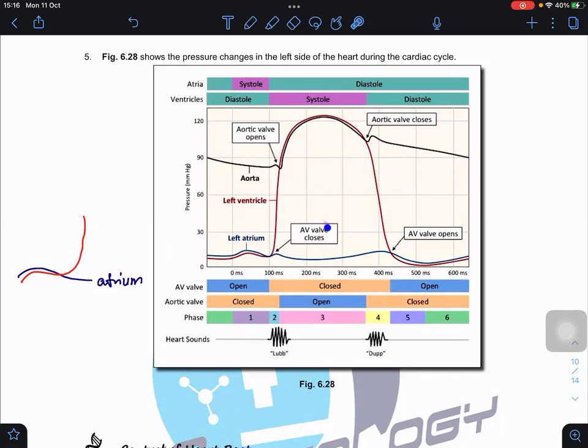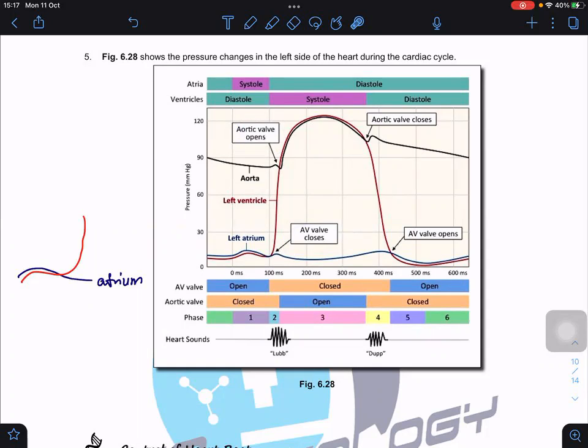Are you clear? Why close? Because the ventricle pressure is higher than the atrium. So immediately higher, we have to close already. If not, the blood will enter back into the atrium. Are you clear? Okay, but my AV valve closed already.